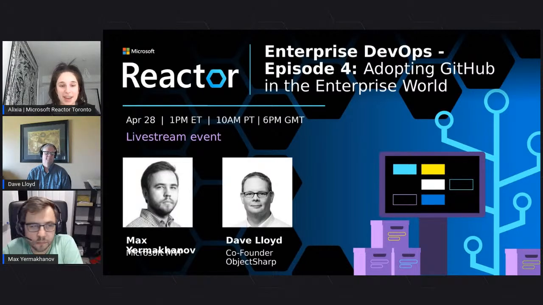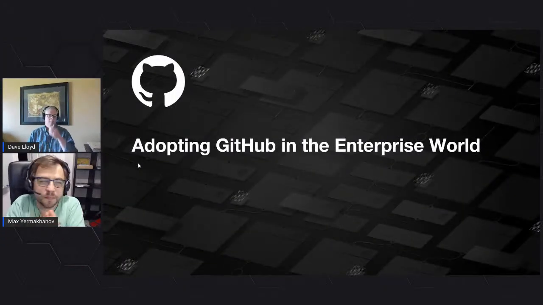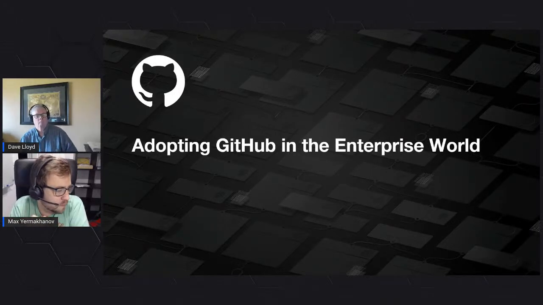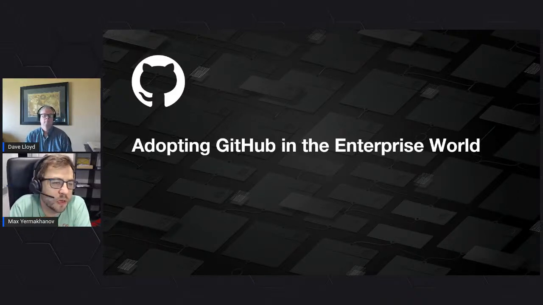I know it says episode 4. We'll talk a little bit later about how we rescheduled episode 1, but this is Adopting GitHub in the Enterprise World, episode 4 of this series. Very exciting. Take it away. Good, thanks. Hey, everybody. This is episode 3 of the Enterprise DevOps series, and today we're going to be talking about the adoption of GitHub in the enterprise world.